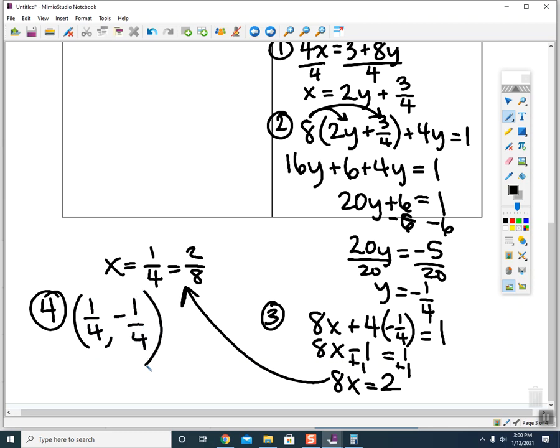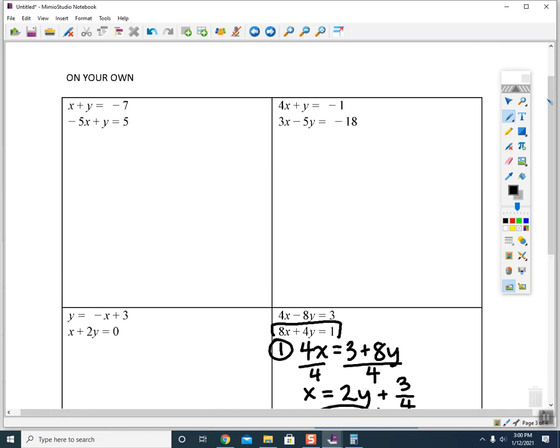Okay? So here's what I want you to do. I want you to go through and solve each of the rest of these on your own. And then when you're finished, you can come back and check to make sure that your solutions are correct with me. So go ahead and pause this now, work on these 3, and then come back to check your answers.